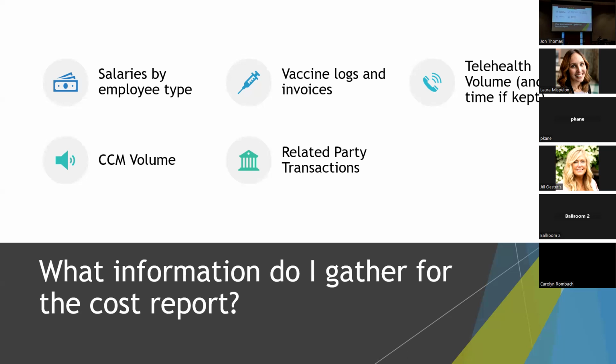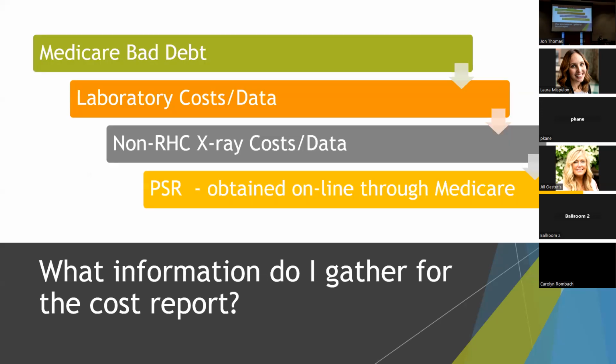You're going to need telehealth volume. Not mental health telehealth, but physical telehealth has its own payment rate. Does everybody know that? It's 99-something. It's not paid at the all-inclusive rate as of right now, so you need to know that volume. You also need CCM volume, because CCM is paid at its own payment rate. And you need related party transaction information.